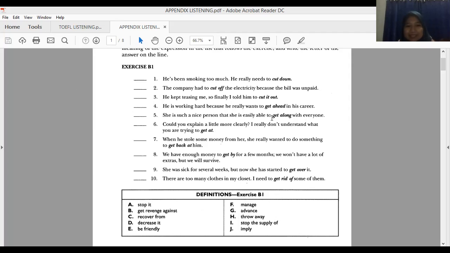What does it mean? Decrease it. Decrease it. It is. He really needs to cut down. He has been smoking too much. He really needs to cut down, or decrease it. Okay. Number 2, Miss Arifa. The company had to cut off the supply, the electricity, because the bill was unpaid. Cut off. Which one is it, Miss Arifa?